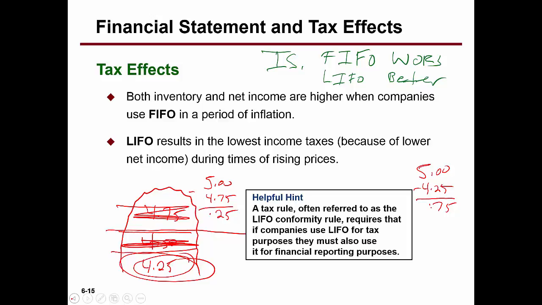IFRS looked at that and said, we're not doing that. We're not going to let you manipulate your income based on what inventory method you choose. We're not going to allow it. So how come US GAAP doesn't go along with what IFRS says and say, okay, we're not going to allow you to use that method either?